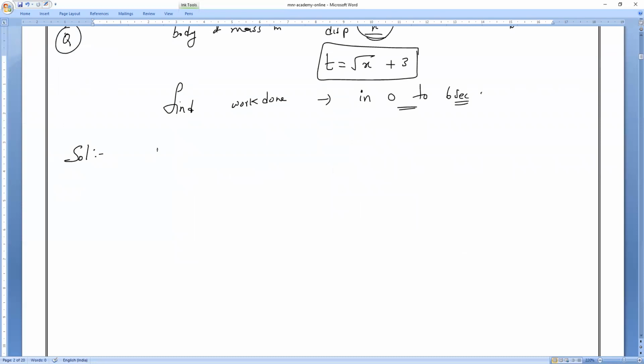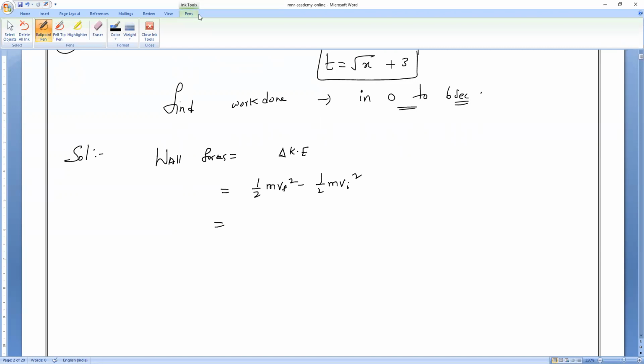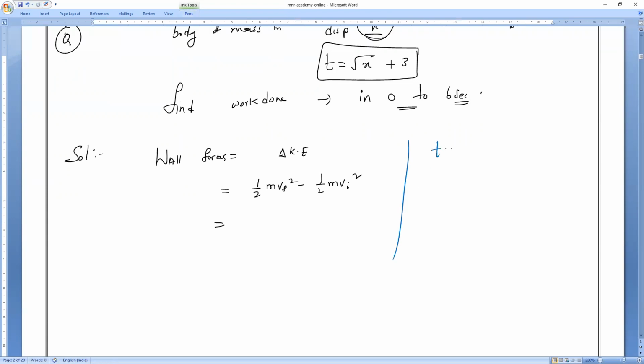Now, what is the solution? Everybody, we all know that work done by all the forces is equal to what? Change in kinetic energy, which equals half m final velocity square minus half m initial velocity square. So velocity we don't know. So what you have to do again here? You have to use a concept very carefully. Yes, Rudresha, how to find velocity now? The given function is time. Time is equal to root x plus 3. So displacement, we all know that velocity means ds by dt. Am I right or wrong?